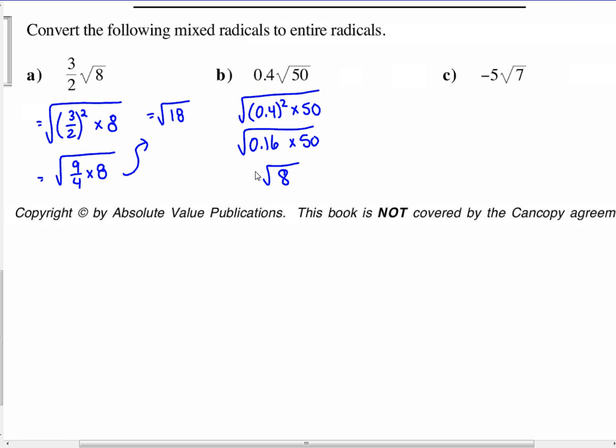Okay, and the very last one, can you bring the negative inside? No, so only the 5 can be brought inside. We're going to leave the negative on the outside. Okay, and square the 5. What's 5 squared? 25 times 7 quarters.